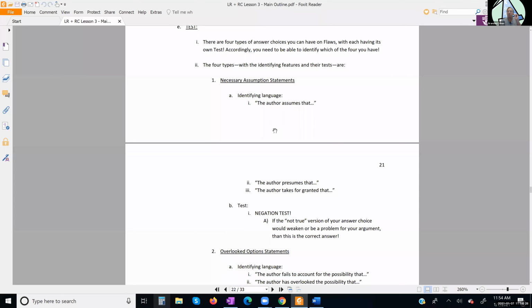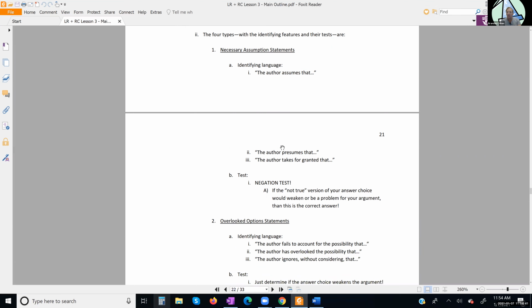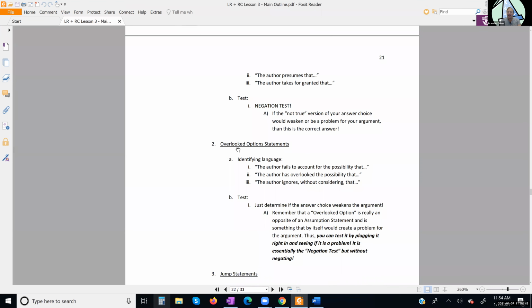In flaws, some of your answers are going to be presented as necessary assumptions. For those answers, you're going to have to do that same negation test, the not-true version, and see if it weakens. Other answers are going to be overlooked options. Remember, logically an overlooked option is something that weakens. So when you see language like fails to account for the possibility that, or overlooks the possibility that, or ignores, or without considering, that's describing an overlooked option. So you go after it and just ask yourself, would that weaken? That's it. It really is that.